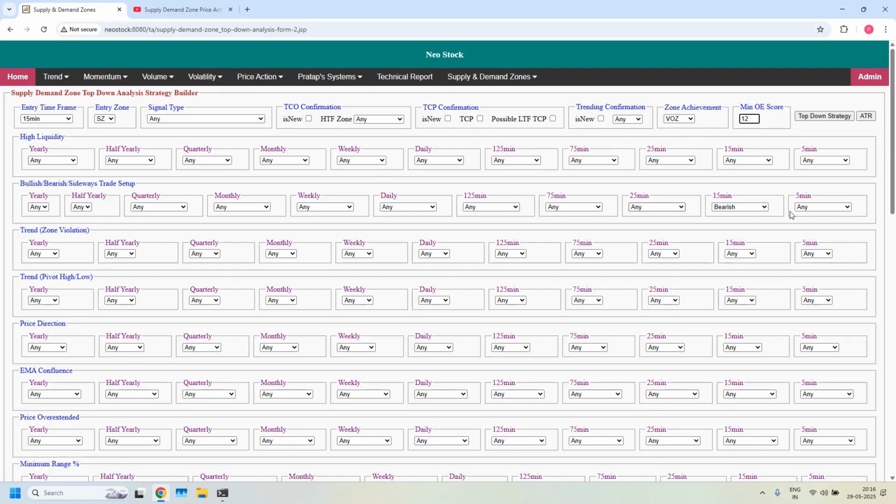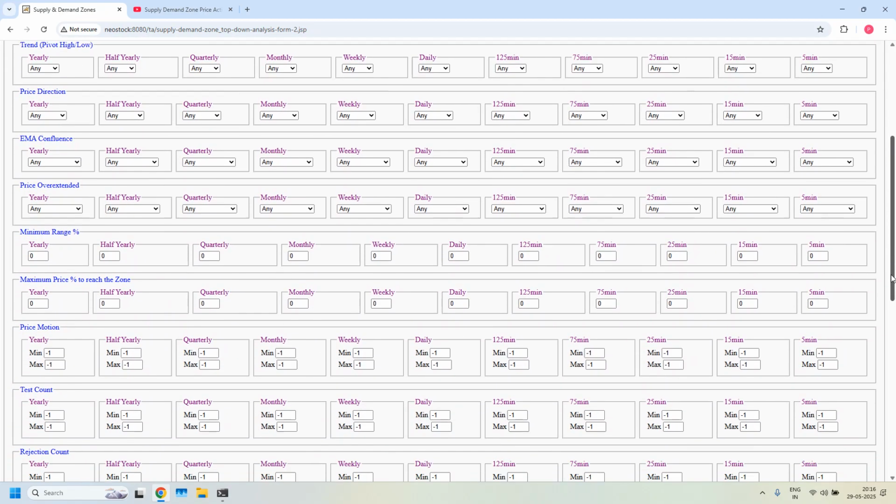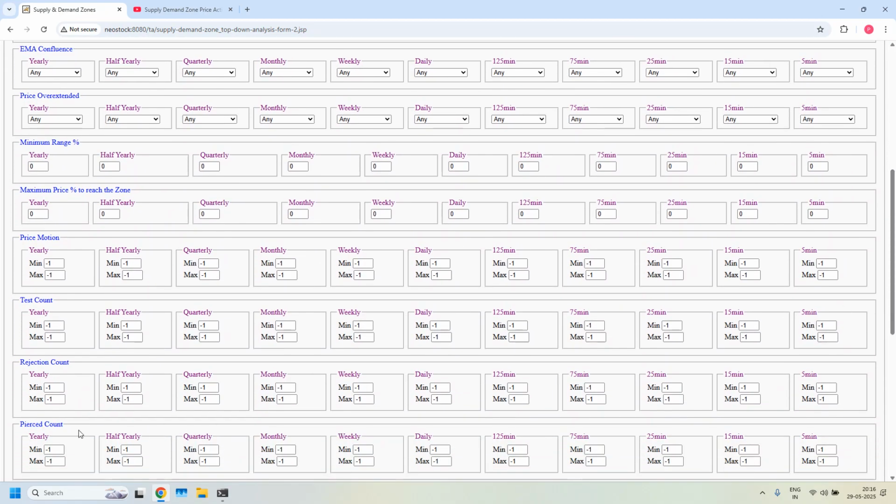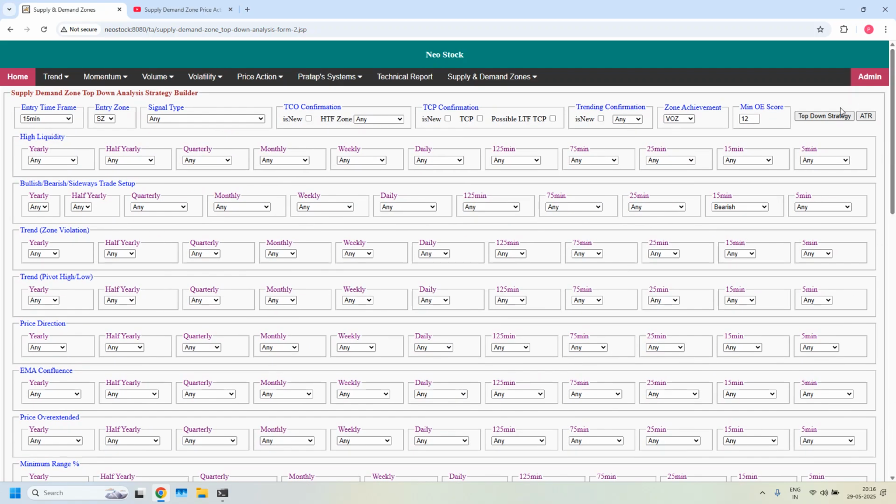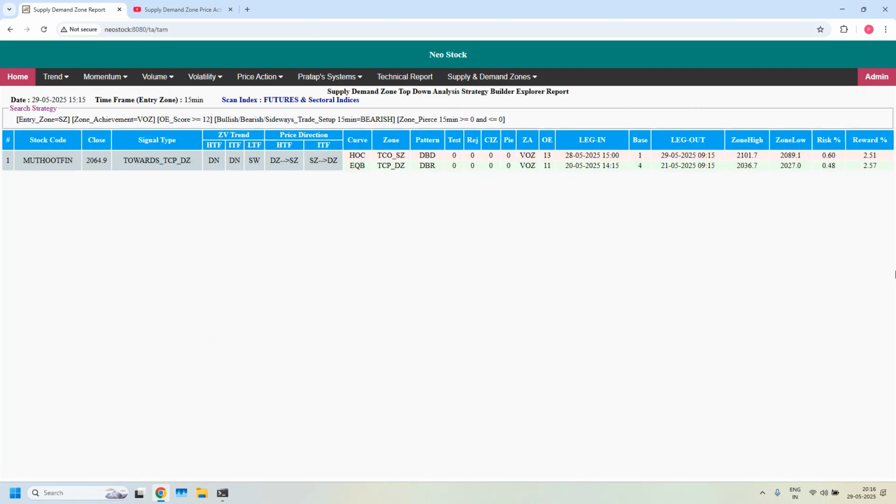And also the 15 minute supply zone should not be pierced. So in the pierced count parameter at 15 minutes time frame, minimum value 0, maximum value 0. With these filters, we got 1 stock supporting bearish trade setup for daily income trade. Entry time frame zone is 15 minute supply zone.